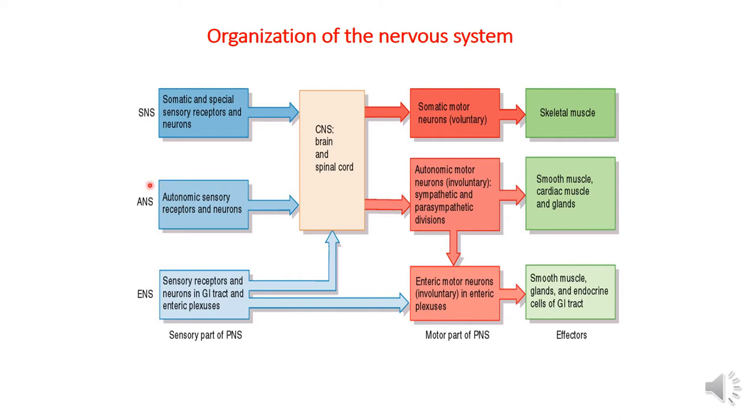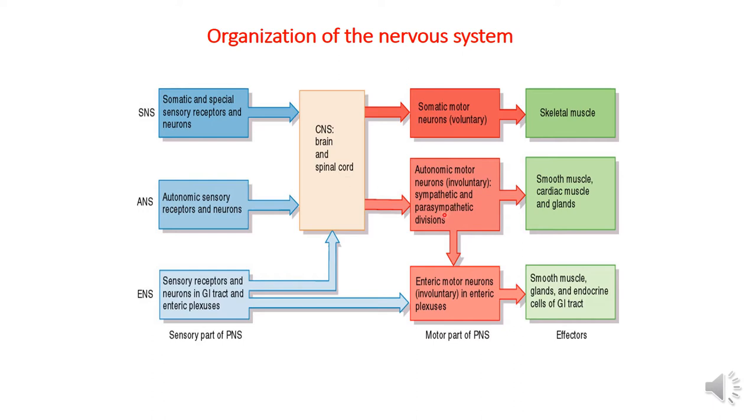Then we have another nervous system, which is the involuntary nervous system, or the nervous system that controls the activity of viscera, that supply smooth muscle, cardiac muscle, and glands, and it has the autonomic motor neurons or autonomic efferents, which may be either sympathetic or parasympathetic. And if we remember, the sympathetic is thoracolumbar. It has its origin from the lateral horn cells of the spinal cord, from thoracic 1 to thoracic 12, and lumbar 1 and 2.